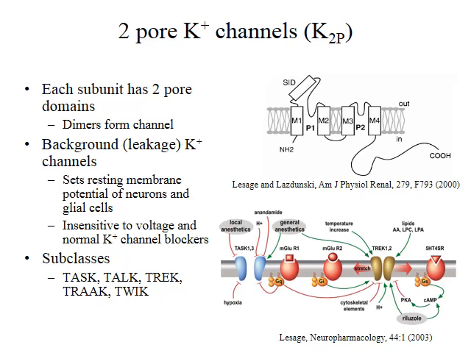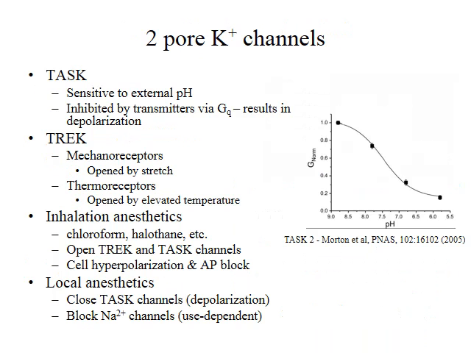And like other classes of potassium channels, there are many subclasses of two-pore potassium channels, including TASK, TALK, TREK, and other types of two-pore channels. The TASK two-pore potassium channels are sensitive to external pH, and this is shown in the graph to the right, where as you increase pH, the open probability of the channel decreases.